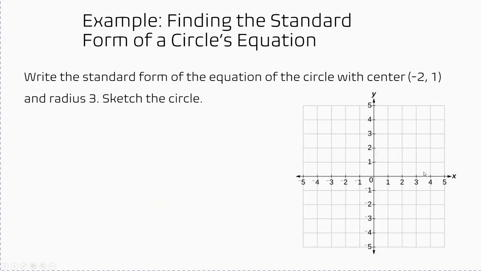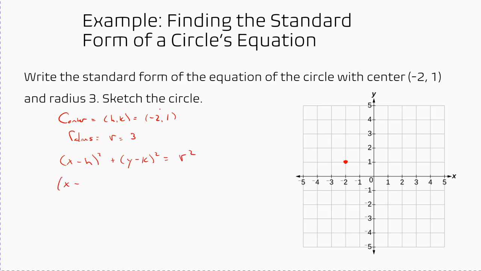All right, let's do another one, and then we'll sketch the circle. Write the standard form of an equation of a circle with center (-2, -1) and radius 3. Again, you're given the center, which is the point (h, k), which is (-2, 1). I'm going to go to the point (-2, 1) here and denote that with a dot, so I know that's the center. The radius, my r, is 3. So it's (x minus h) squared plus (y minus k) squared is equal to r squared.